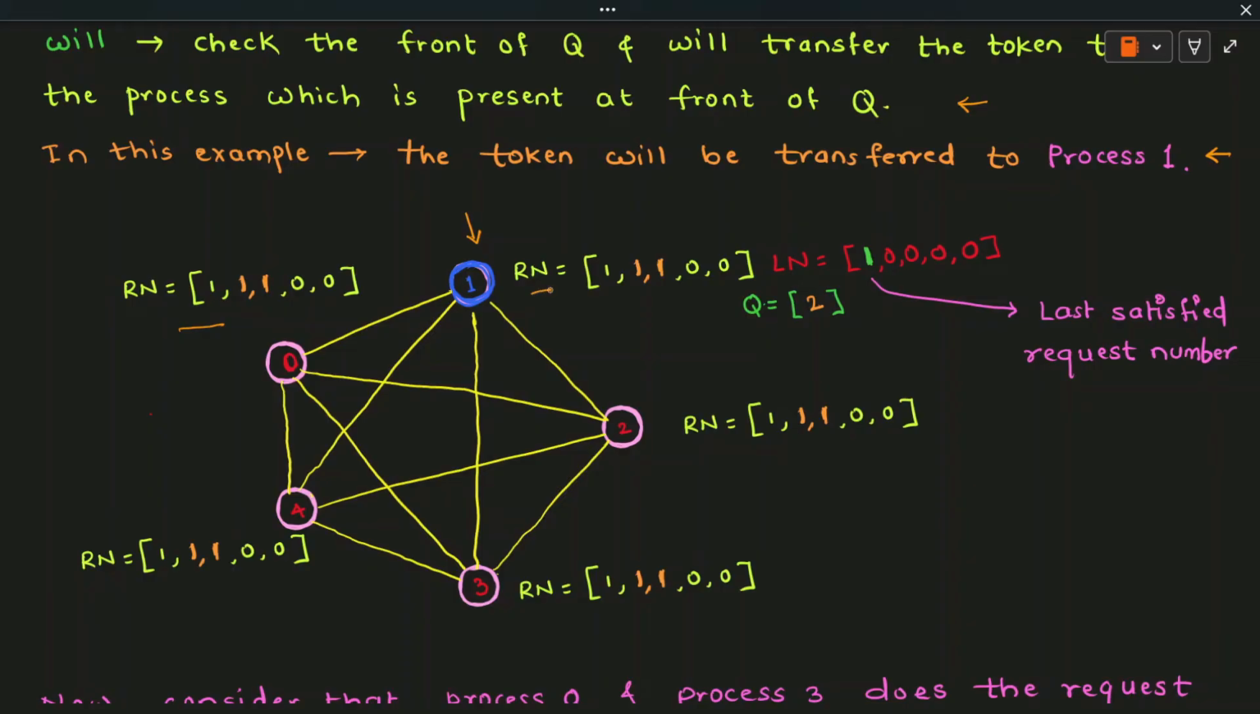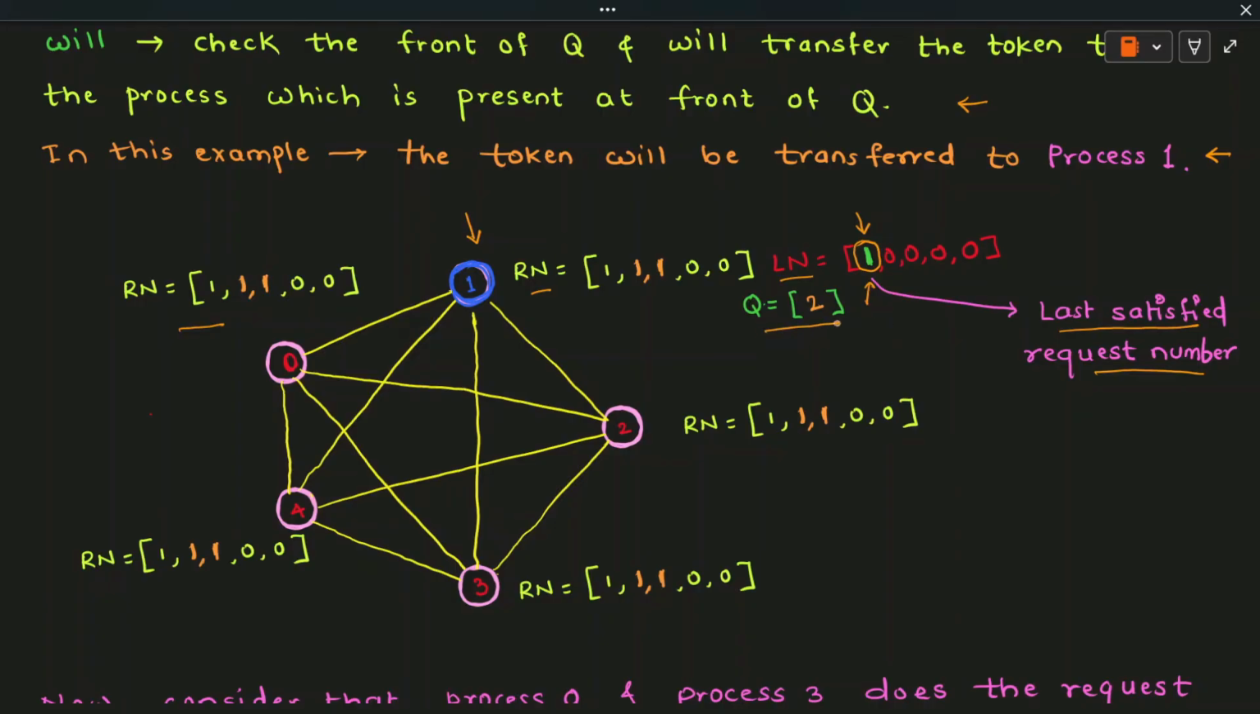So the content of the Rn is 11100. The content of ln is now changed to some extent. Now it is showing the ln value for process 0. It means that ln for process 0 is the last satisfied request number. It means that process 0 has already done execution inside the critical section.